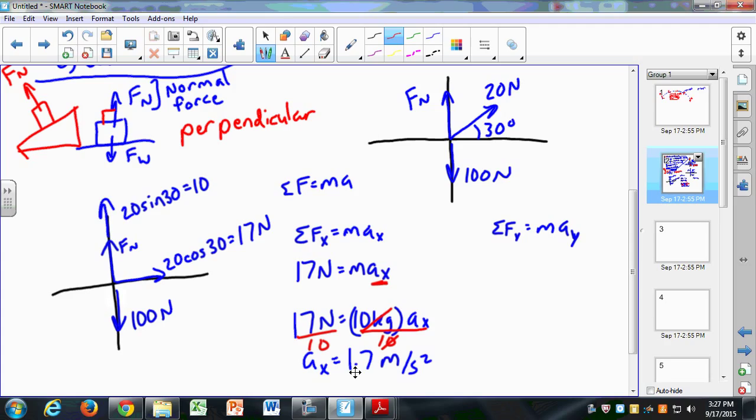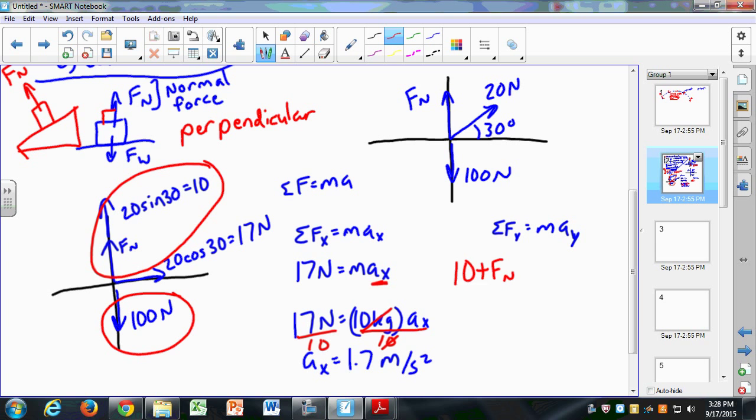Okay, now we go to the next one. It's a little more complicated. I do the sum of the forces in the y. Look, I have two forces in the positive y and one force in the negative y. So I'm going to say 10 plus Fn minus 100 equals may.